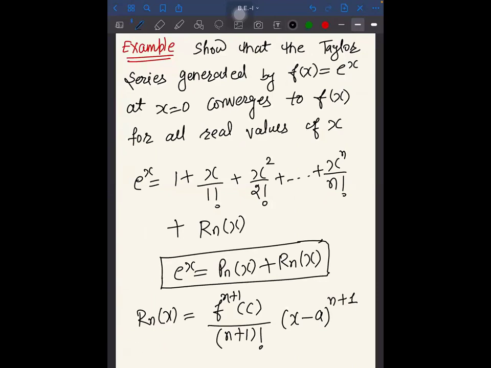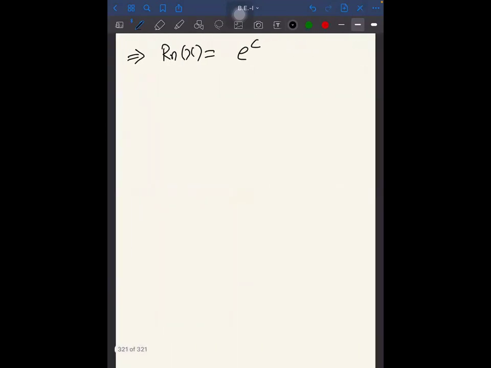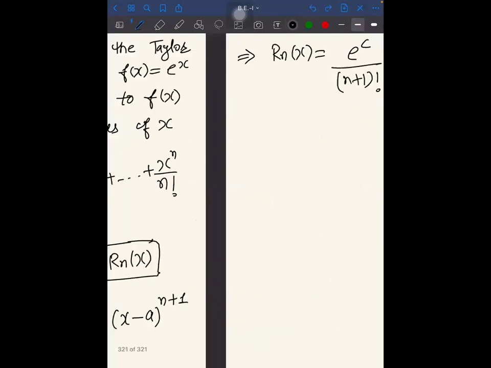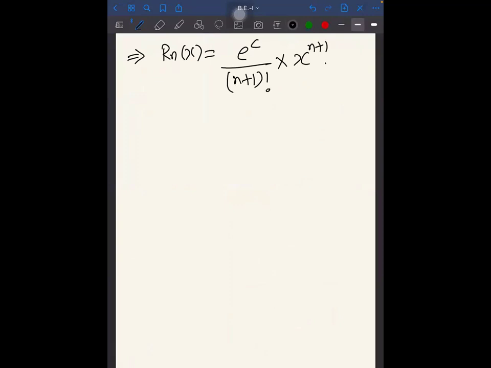So you are now taking the derivative at c. That's why it becomes e raised to power c upon (n+1) factorial into x minus a, and in this case your a is 0, because you are taking the series generated at x equal to 0. So the center of the power series is 0. That's why you take it as x raised to power n+1. And for some c belonging to (a, b), where a is 0 and b is variable, say x. Can I do this?